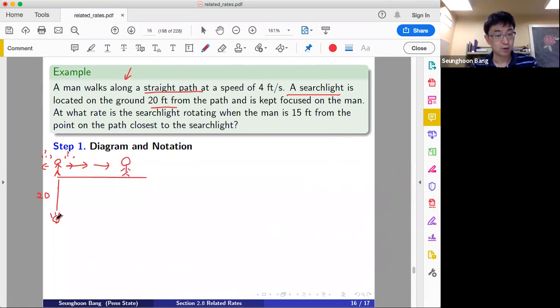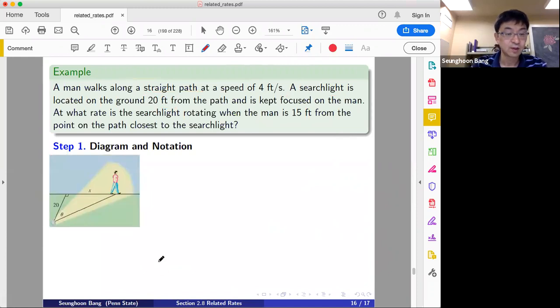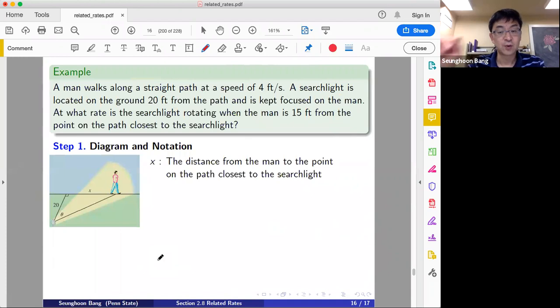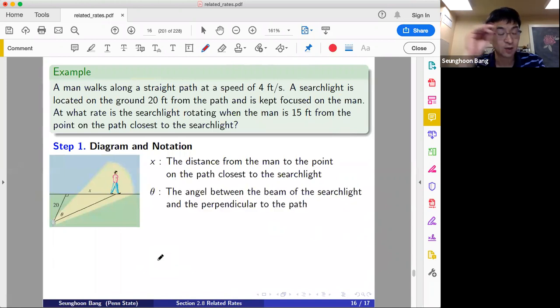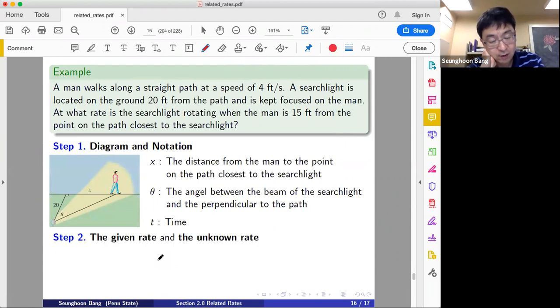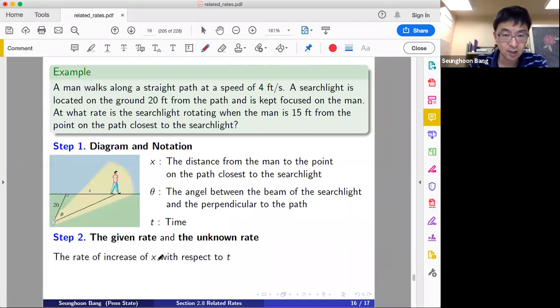So here, what happens? The searchlight only focuses on this guy, so this angle changes and this length changes. We need a diagram like this. The distance from the man to the point on the path closest to the searchlight is x. The angle between the beam of the searchlight and the perpendicular to the path is theta. t is time. So you can find the given rate and the unknown rate. What is the given rate? The given rate is here.